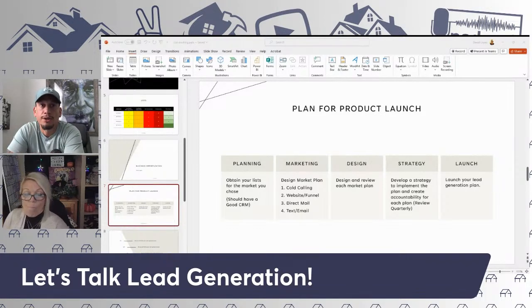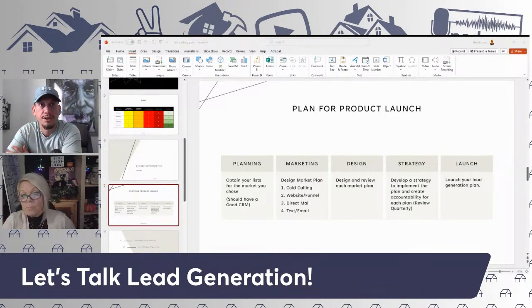When you're marketing, you do cold calling. You could do a website funnel. You could set that up so somebody can come in and type all the information on the website, and it'll automatically generate a lead. And you have direct mail where you start mailing stuff out, and then text or email, and there's a whole bunch of other ones like signs that you could put outside. But these are just the ones that I deal with because I'm by myself, so I trim down to just these basics.